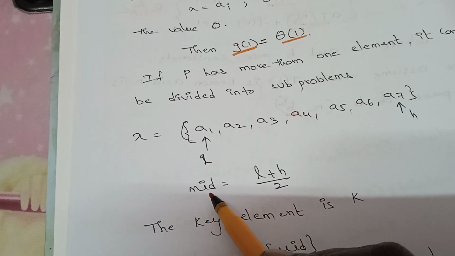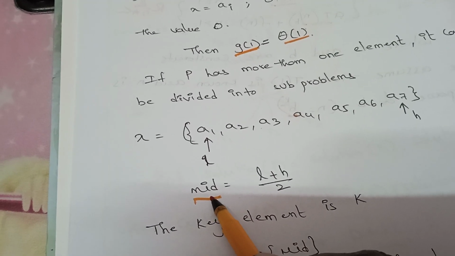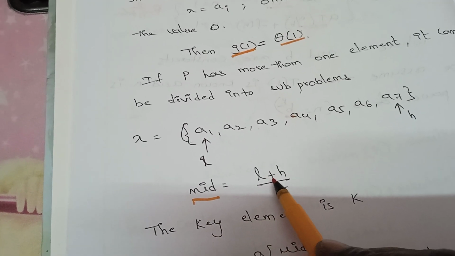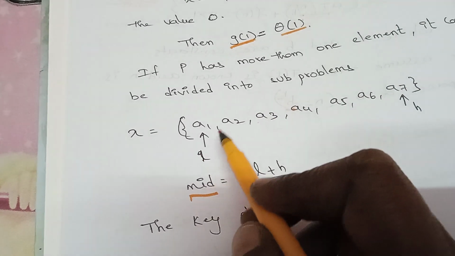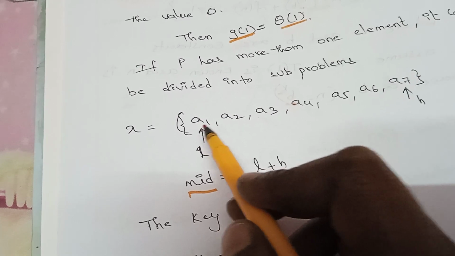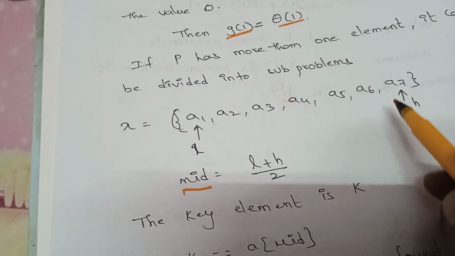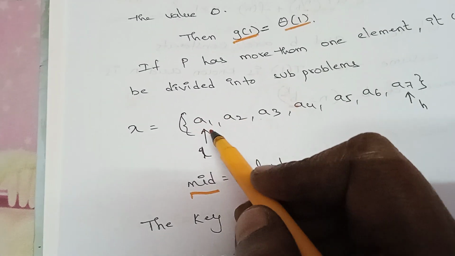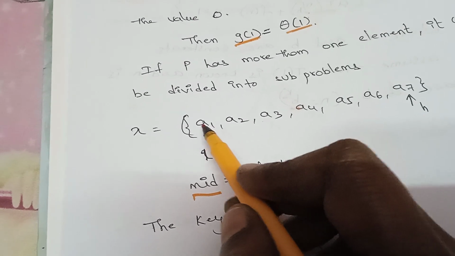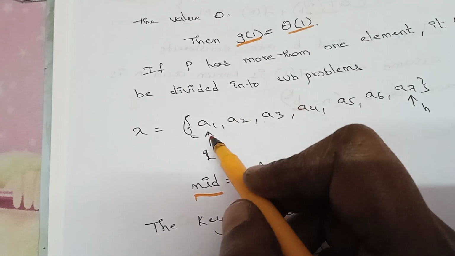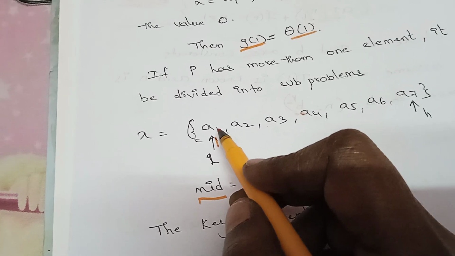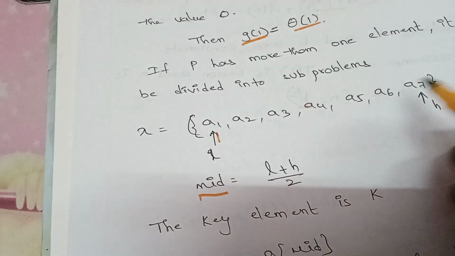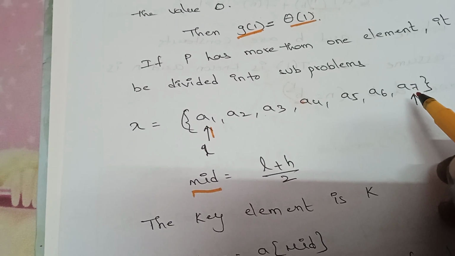We'll take the middle element. What is the middle element? Low plus high divided by 2. What is the low value? The low value is the one pointing at the beginning. The high value is the one pointing at the ending. So if these are my elements, now I'll give numbering to my elements, which are called indexes. This is my first element in my array and this is my last element in my array.